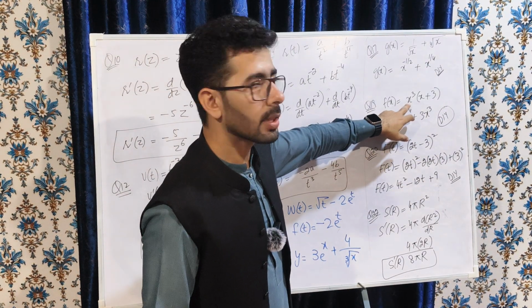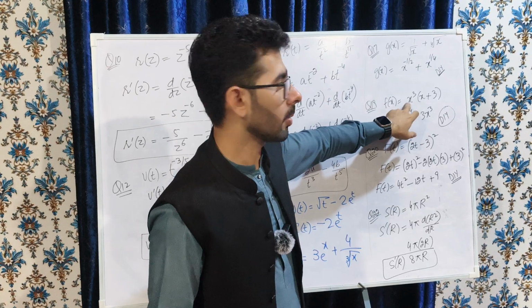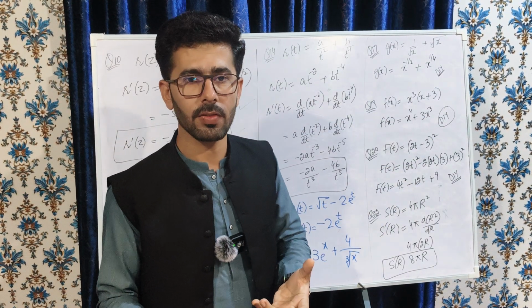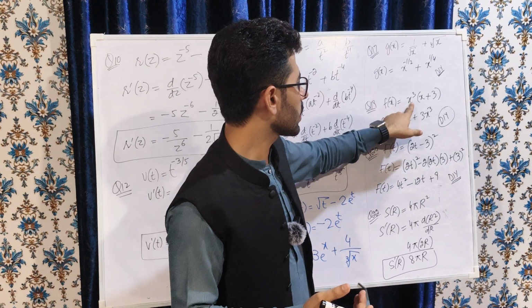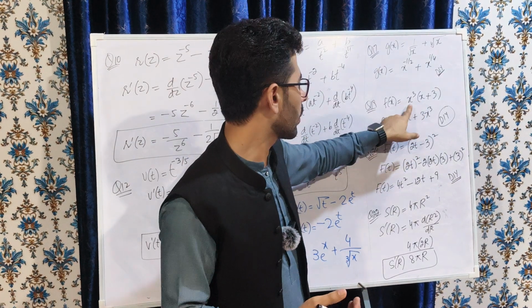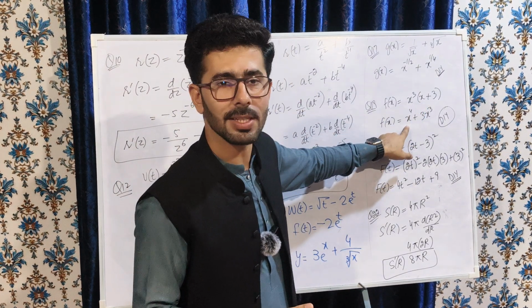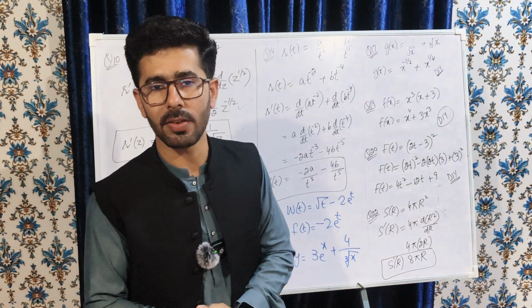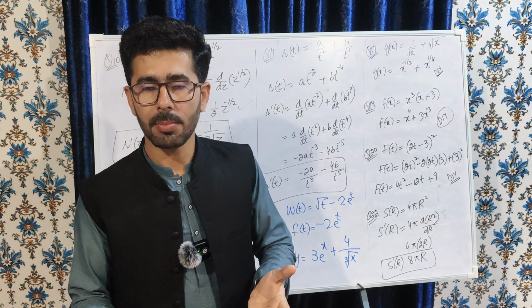If you get a question that has one polynomial multiplied with another, or one variable multiplied with another variable, you can just simplify the multiplication first. So x power 3 multiplied with x is x power 4, plus x power 3 multiplied by 3 is 3 times x power 3. Now it's a very simple polynomial.